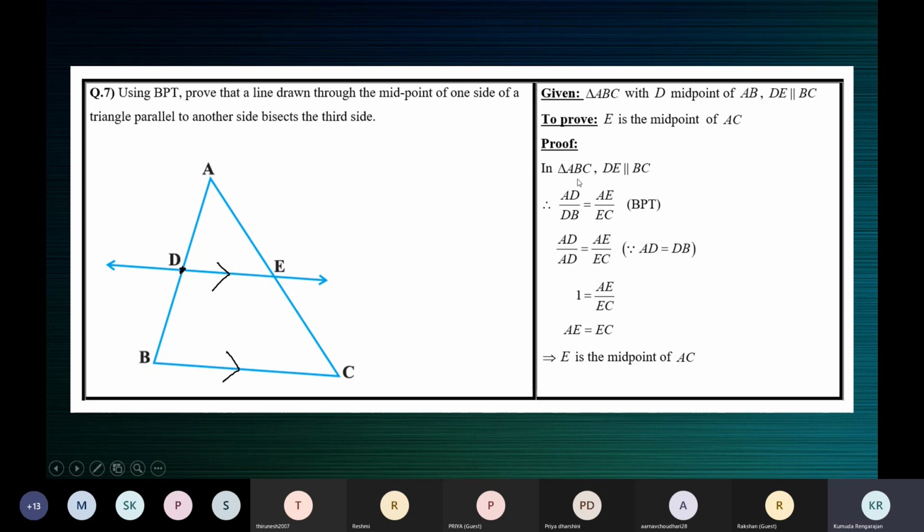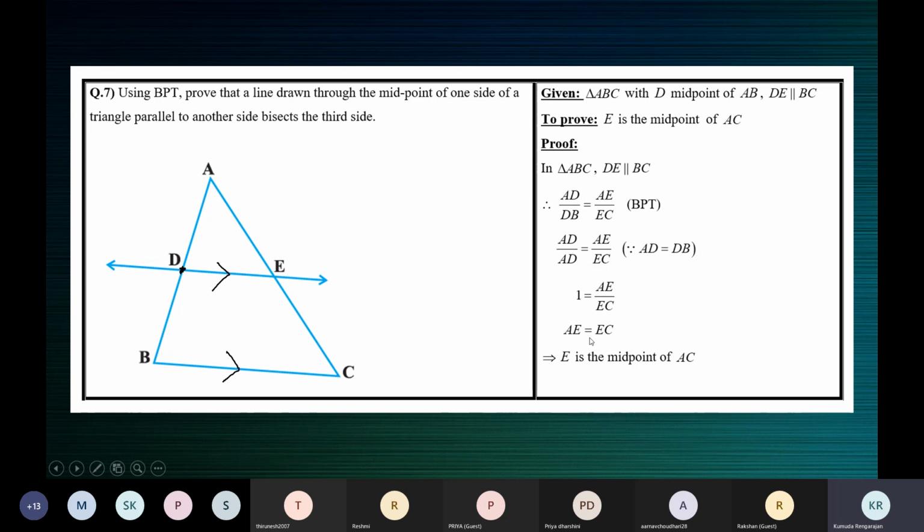This proportion we get using BPT. But we know that AD is equal to DB. So we write AD as it is, and instead of DB, we write AD because they're the same. So AD cancels and we get 1 is equal to AE by EC. On cross multiplying, we get AE is equal to EC.